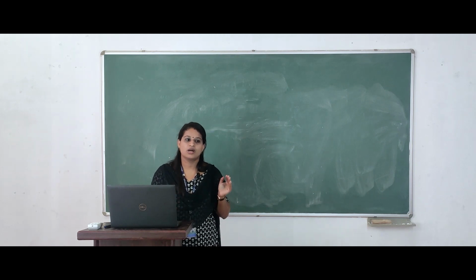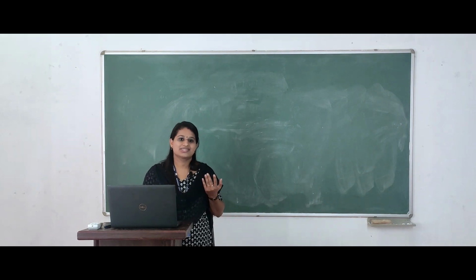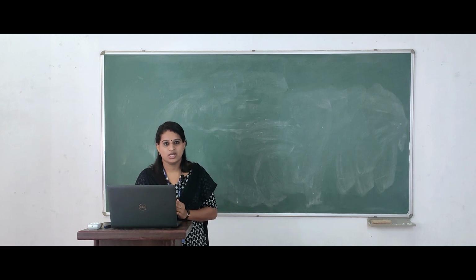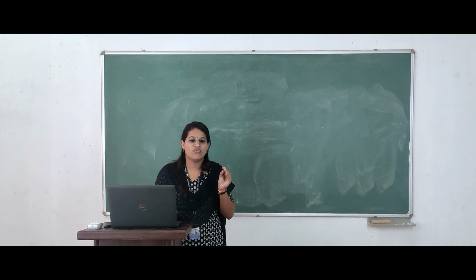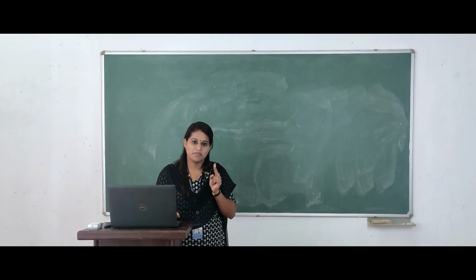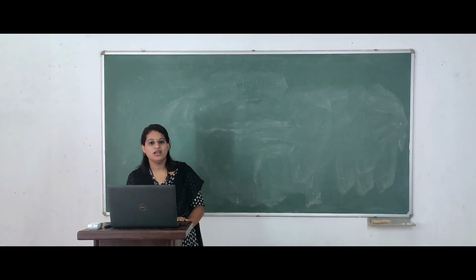Remember, these are very important for making a contract, and now we are going to discuss the essential elements. There are 10 essential elements of the contract. The first one is agreement. There must be an agreement between the parties of a contract. The agreement involves a valid offer by one party and a valid acceptance by the other party. For example, Mr.